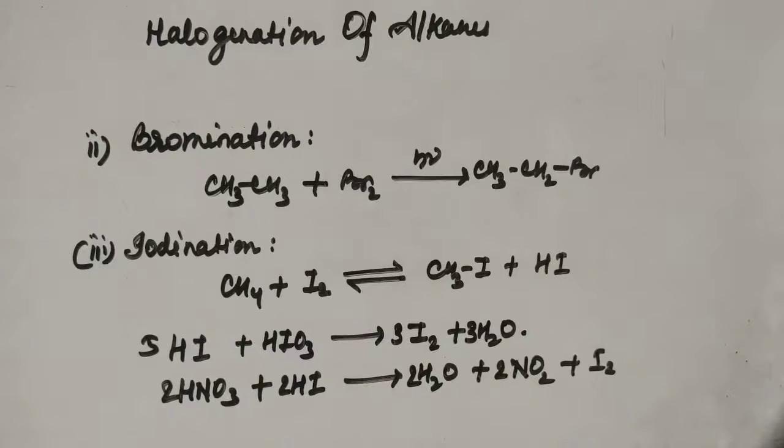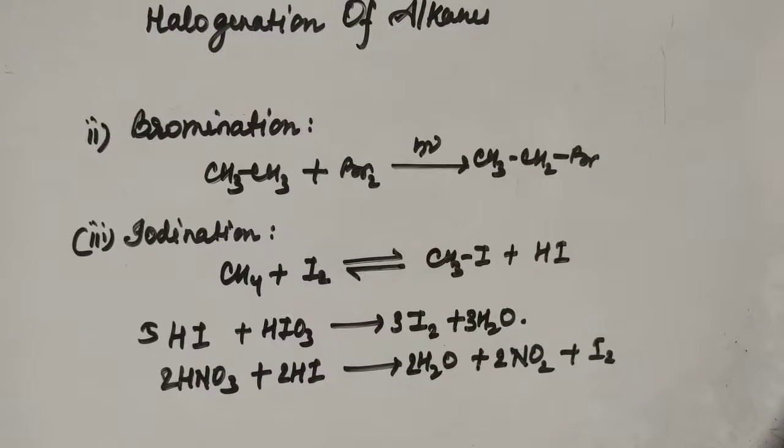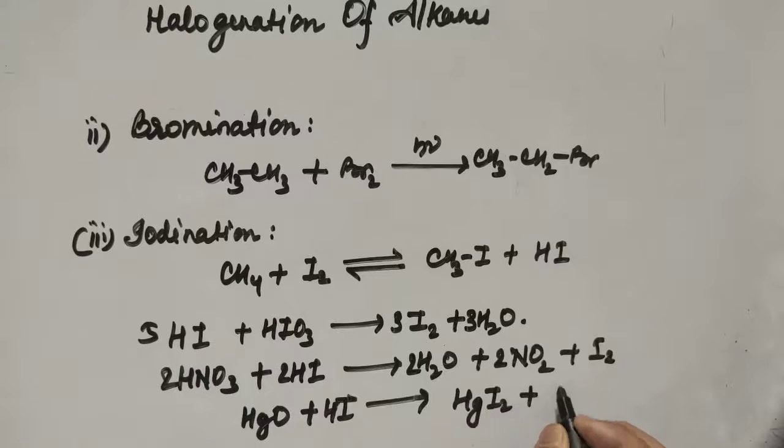Now mercuric oxide, we can also use mercuric oxide. How does mercuric oxide help? HgO also reacts with HI, and HgI2 is formed plus H2O, with 2HI. So the iodination of alkane can be brought about in the presence of these oxidizing agents, HIO3 or HNO3 or HgO.